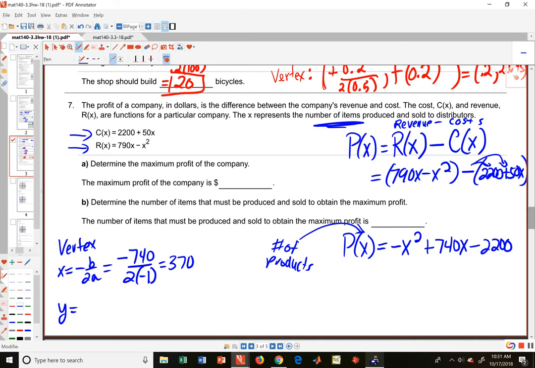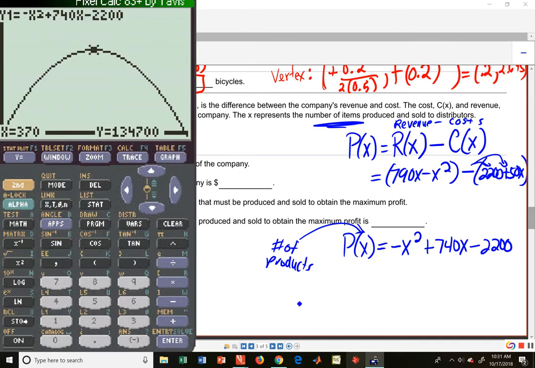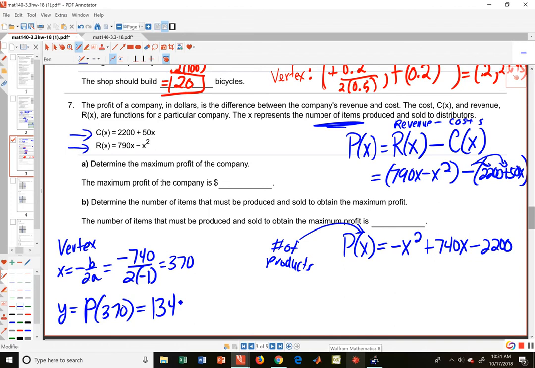So the Y value is P at 370, and we just computed that, and it is 134,700. Isn't it funny how the Zoom Fit actually created that? So our maximum profit is 134,700. It says determine the number of items that must be produced and sold to obtain the maximum profit, and we actually have that already as well. The number of items that need to be produced and sold to make that profit is 370.